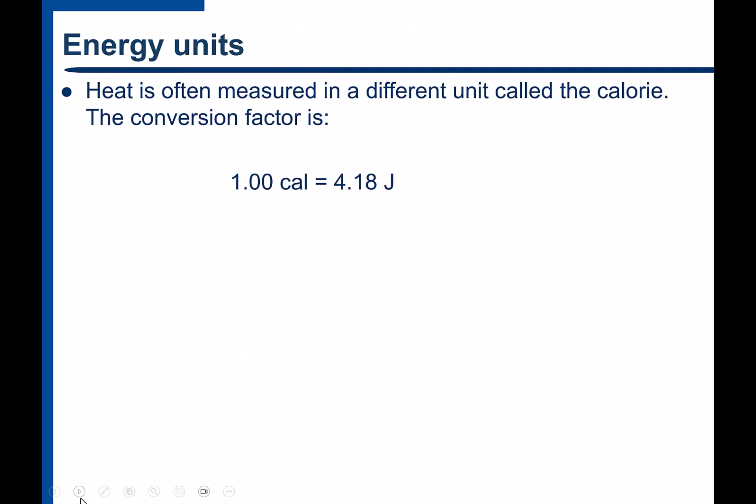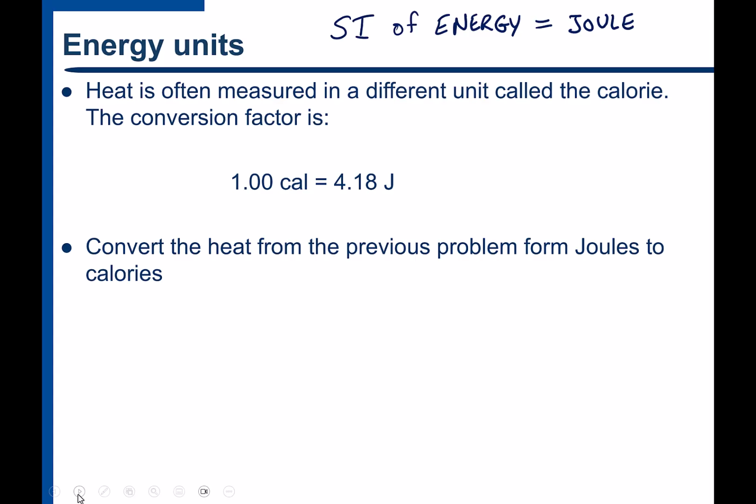It turns out that there are other units that heat is often measured in besides the joule. The joule is our SI unit of heat, or SI unit of energy. So that's normally what we're going to use. But the unit of the calorie is frequently used as well. And so let's look at what the conversion is. 1 calorie is equal to 4.18 joules. So let's do a practice unit conversion here. Convert the heat from the previous problem from joules to calories.